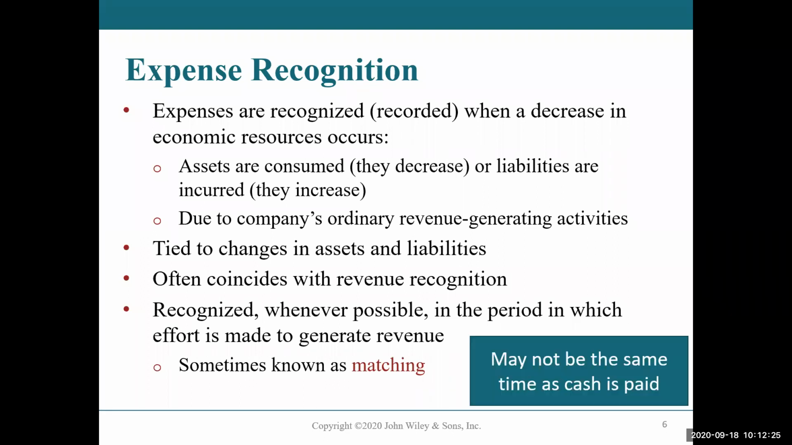Once again, the timing of the cash payment could be different. You might see the utility expense being recorded in this period, but the payment might not happen until next period, which is okay. We are looking at when that expense was incurred, not so much when it was paid.